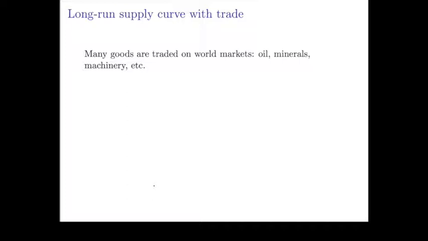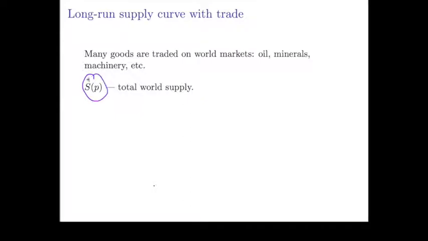Let's use some of the concepts we've learned to understand what happens in a market where there is trade. A lot of markets like oil, minerals, machinery, commodities, these are all traded on world markets. So what happens in these types of markets in the long run?